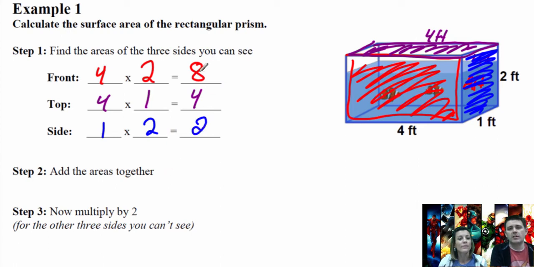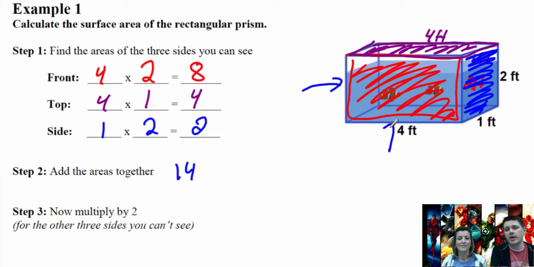Now we're going to add them all together. 8 plus 4 is 12, plus 2 is 14. Unit squared. But that was only 3 of our sides. Remember that there's 3 more sides. We're not done with the problem. I'm going to put the units on in my answers. So there's a right side. Remember, we got the matching left side.